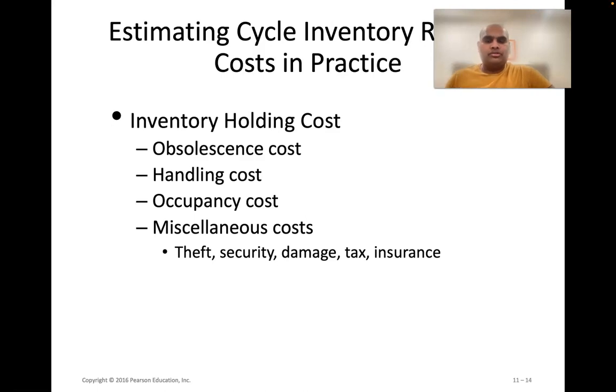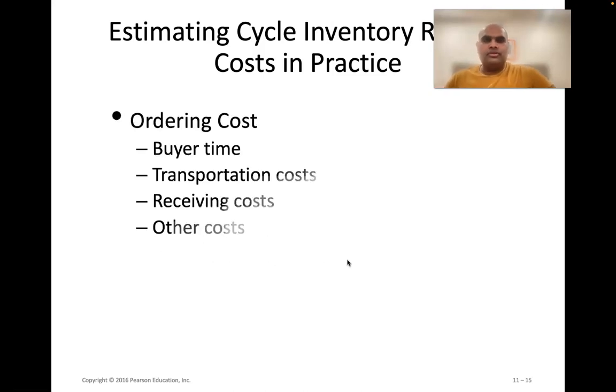Or you have obsolescence costs. You're holding inventory for too long. Either the item that you're holding goes out of fashion and then you have to sell it at a lower price, or it goes bad. So if you're holding perishable items in inventory, sometimes the items will perish. So apart from that, you also have theft, security, damage, tax, insurance. So lots of other things that go into calculating inventory holding costs. But at the end of the day, it's calculated as a percentage of the price that you pay to buy the item, right? Or make the item, depending upon which scenario you're looking at.